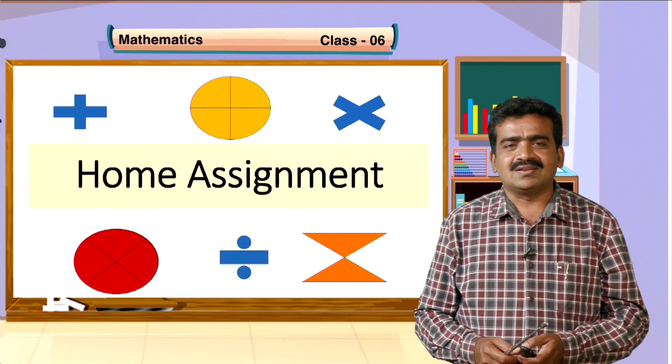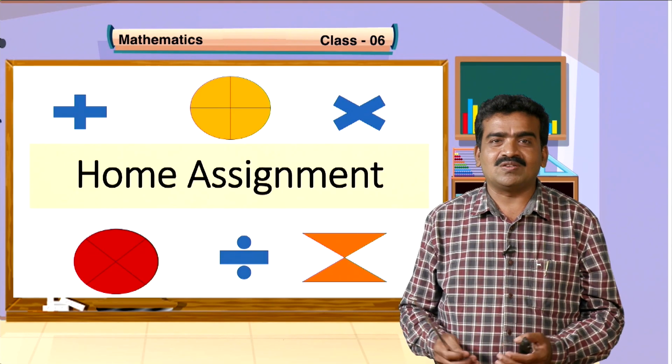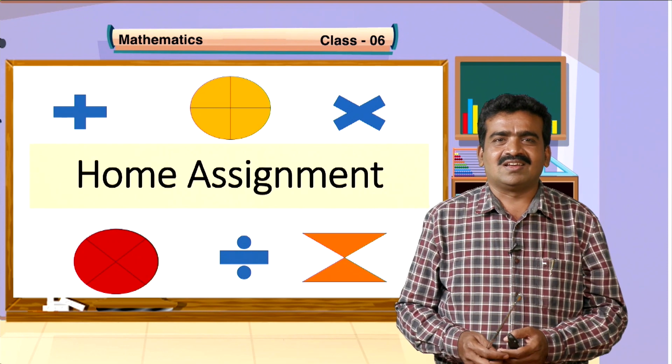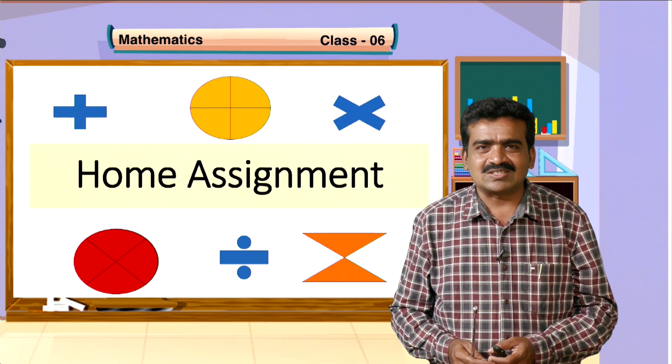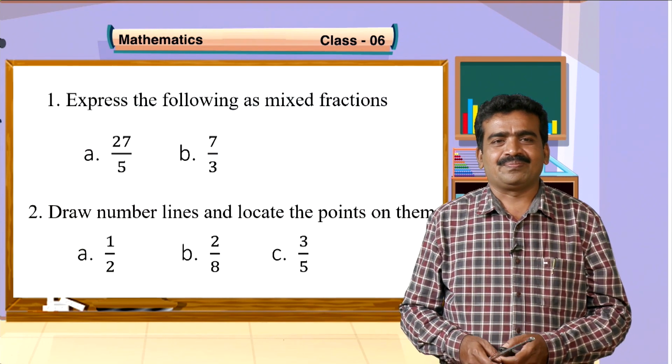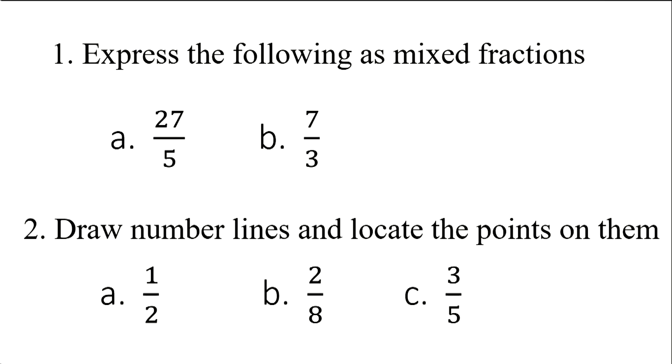My dear student, based on today's concepts of what you have learned regarding fraction, I am giving you questions as a home assignment. Please write the answers for these questions and show to your teacher. The questions are like this. Express the following as mixed fractions. A 27 by 5, B 7 by 3. I am repeating the question again. The question number 1 is express the following as mixed fractions. 27 by 5, 7 by 3.